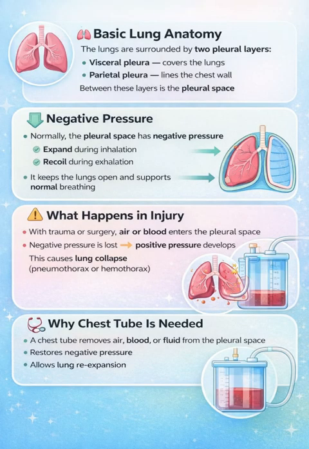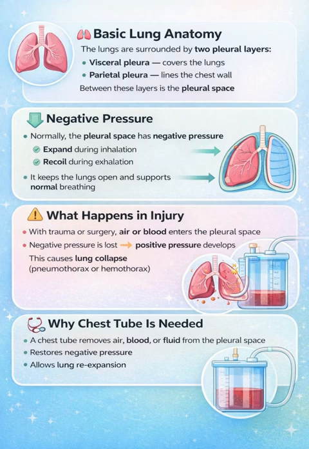The lungs are surrounded by two layers, visceral pleura and parietal pleura. Between these layers, the space is called the pleural space. Normally, the pleural space has negative pressure. It helps the lungs expand during inhalation and recoil during exhalation. It keeps the lung open and supports normal breathing.